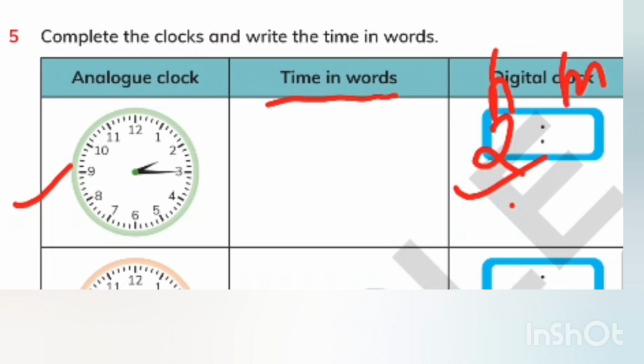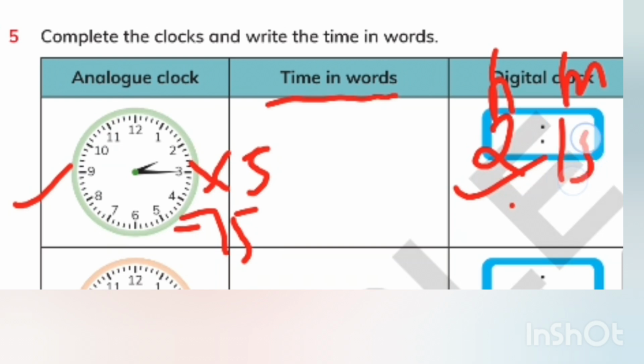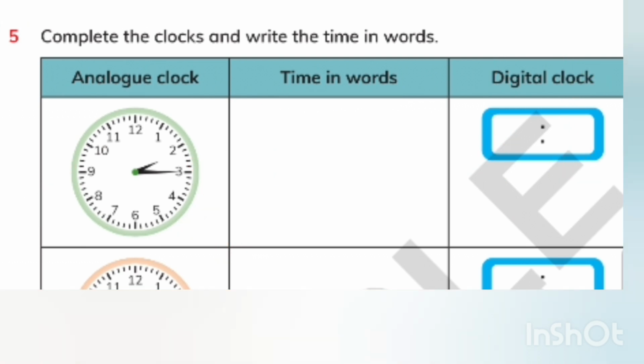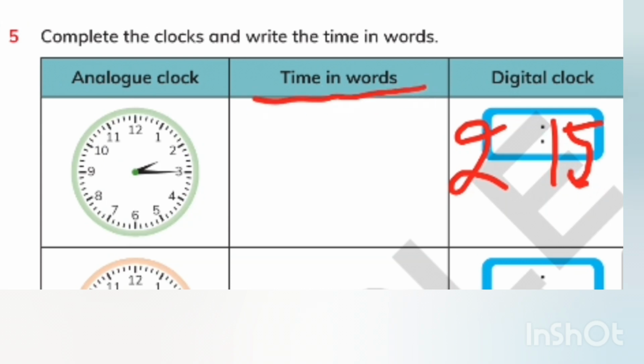2, and the big needle is on 3. 3 we will multiply with 5, which is equal to 15, so it will become 2:15. Understand? First write the answer of this one. Okay, fine. Now in the digital clock it will be 2:15. It is very easy to write in digital. Now in words, what will you write?